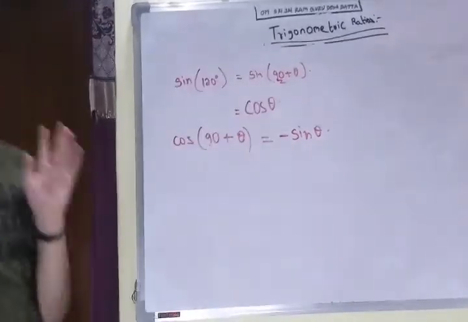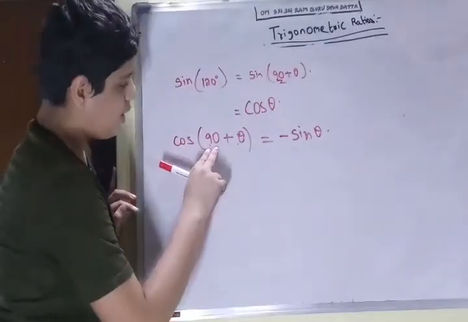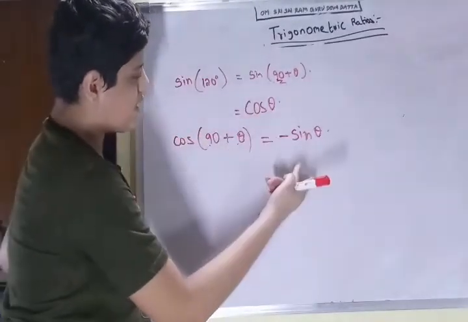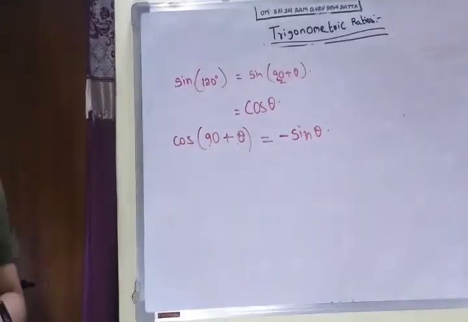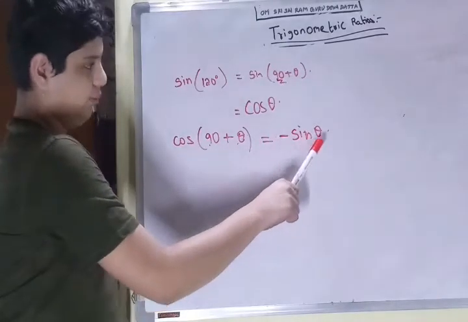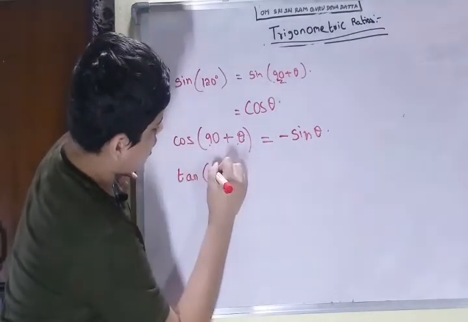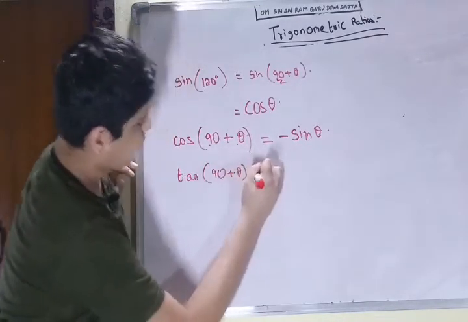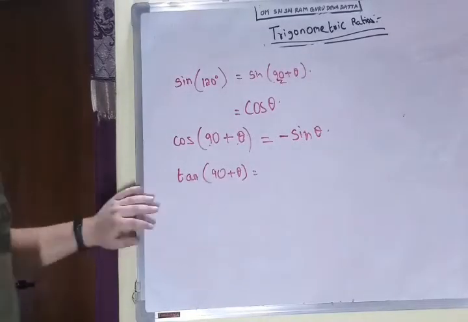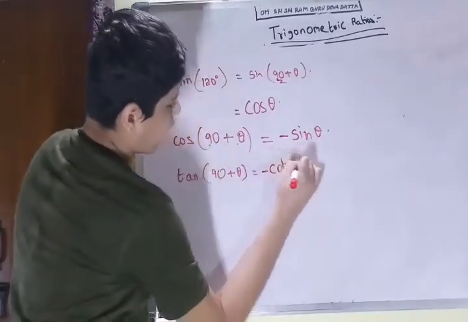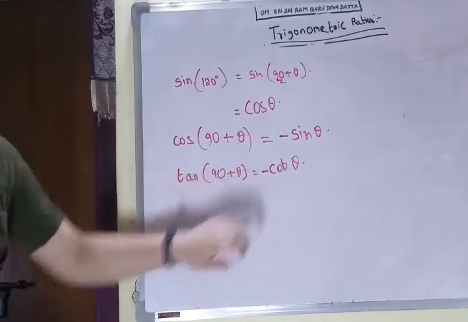Now you can open your all silver teacups table. From there you can see this 90 plus theta. 9 is odd, so you need to change the function, and this lies in the second quadrant. Cos is only positive in the first and fourth quadrant, so this will become minus sin theta. In the same way, let us suppose it is tan 90 plus theta. Now this will also be minus cot theta. Same as this: it is negative in the second quadrant and 90, so change the function.